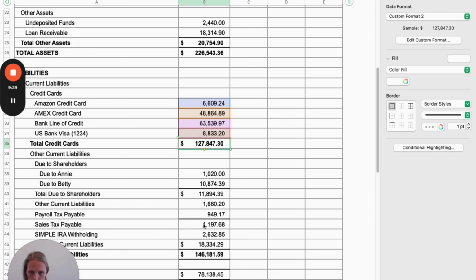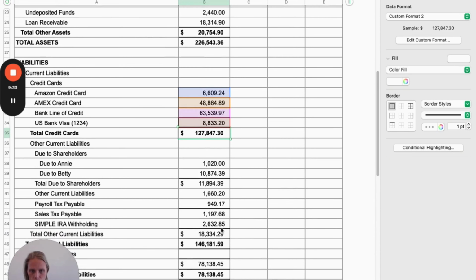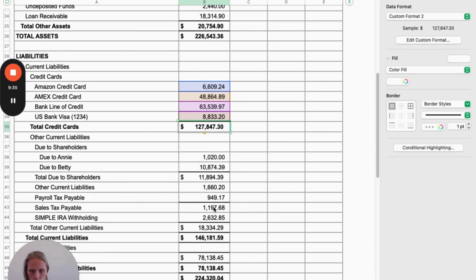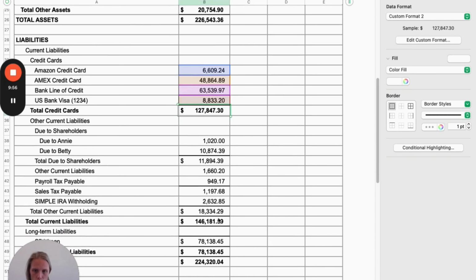Let's see here. We've got payroll tax payable. So this would just be taxes that are owed. We've got a sales tax payable, a simple IRA, so a 401k or a retirement. These are all things that the company needs to pay. It's got some sales tax that it needs to pay, payroll taxes to pay, and 401k contributions to make. So those are tracked on here as things that are owed, because that's the reality of what they are, and that makes it a liability. And those are all the current liabilities.